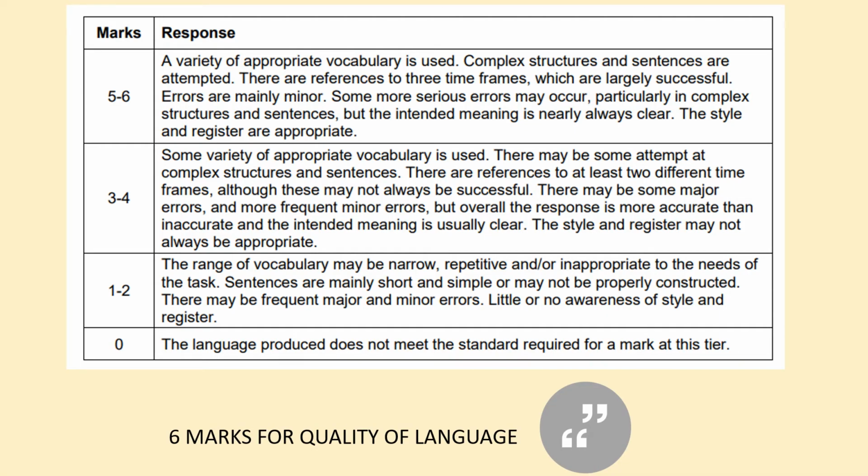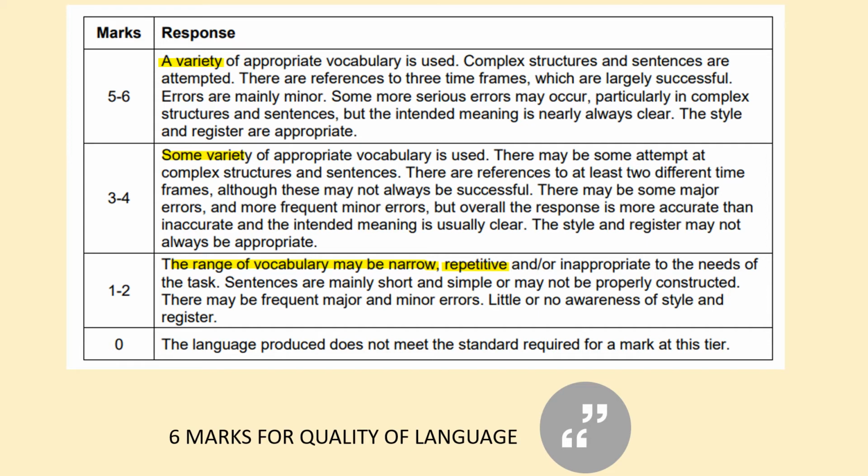So quality of language. What do you need to do to get 6 marks for the quality of language? Again, this isn't actually that hard. What you're looking for is a variety. This says some variety, and this, the range of vocabulary may be narrow or repetitive. So we're not using things like intéressant and amusant all of the time. You might use them once, but then don't repeat them. Use a variety.